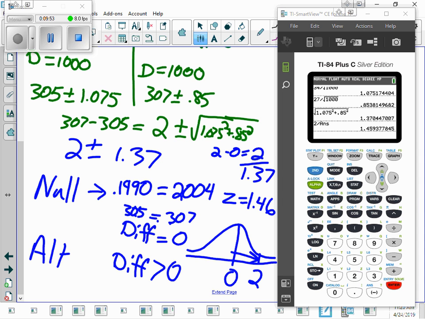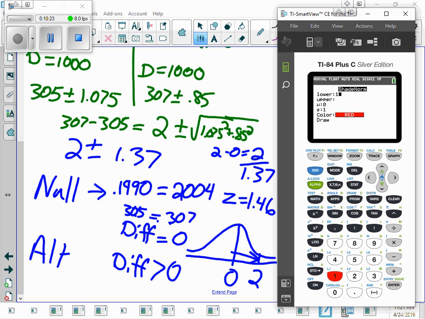Now, we know the answer already. What is it? Accept or reject the null? Accept the null because z is smaller than 1.68. But the rest of the world doesn't understand that, so I shade the normal curve. We will shade the normal curve from 1.46 to 5.